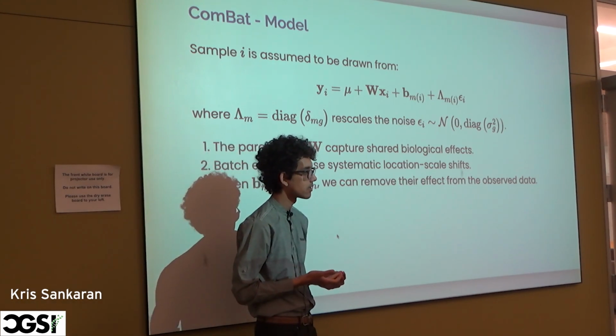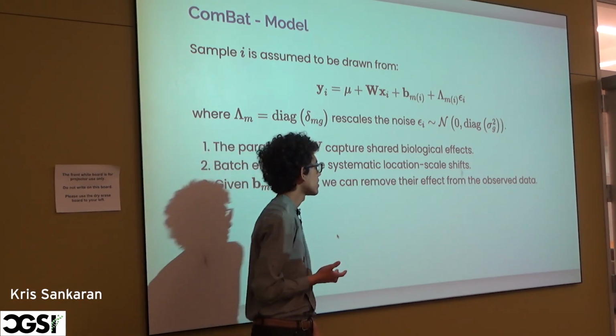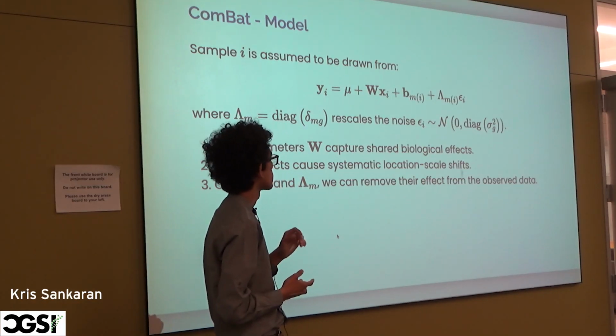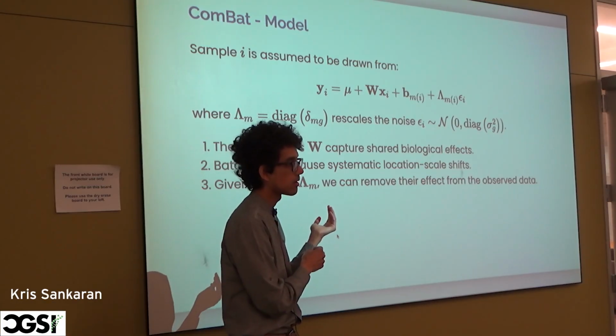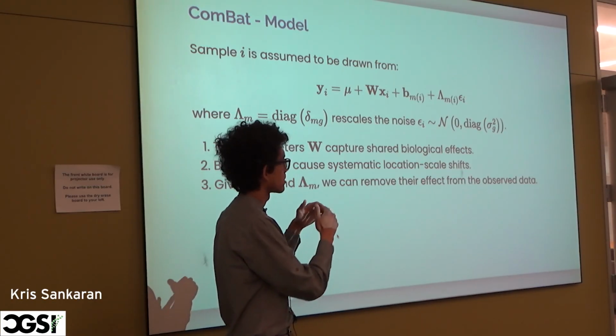How do we define a batch? Would a person be a batch, or the collection of people? In this case, a person would be one sample, and the batch would be like a hospital.